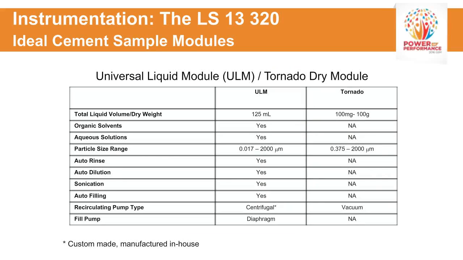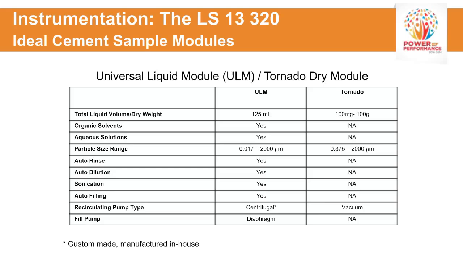Briefly, the two modules that I mentioned: the universal liquid module is for running any kind of fluid. It can handle any class D solvent. It holds approximately 120, 125 mils of fluid, and this is circulated by a centrifugal custom designed pump designed specifically for handling particles. It can work with aqueous fluids as well, but obviously in cements you're going to be running solvents if you're going to be running in the wet state. Depending on which optical bench one has, you can go as either 17 nanometers to 2,000 or 0.375 to 2,000, depending on which bench you have.